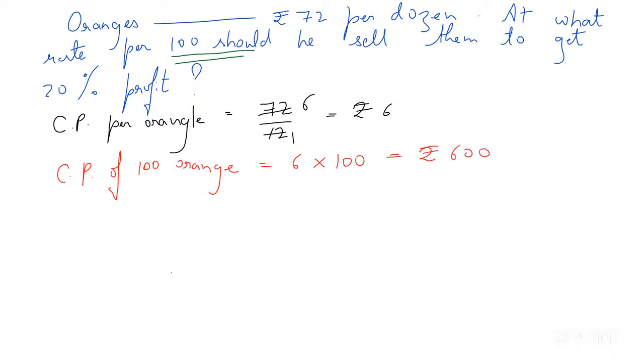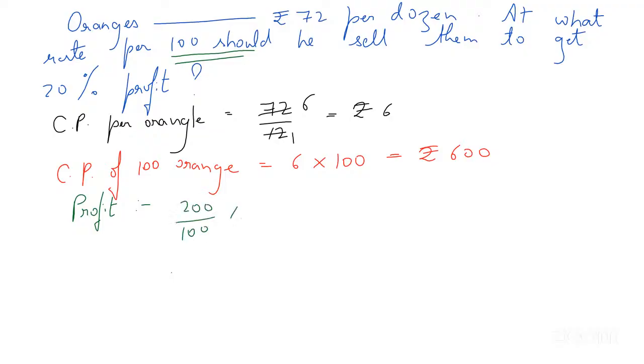Then the question says 20% profit. So we calculate profit percent you are having now. You'll calculate the profit in numbers. So for that you will do profit percentage upon 100 into your cost price 600. So find out profit by 20 upon 100.